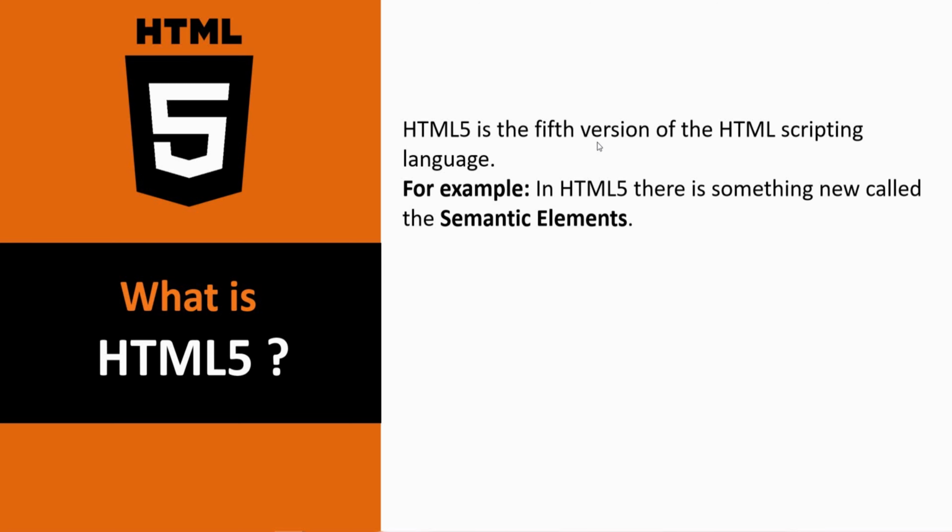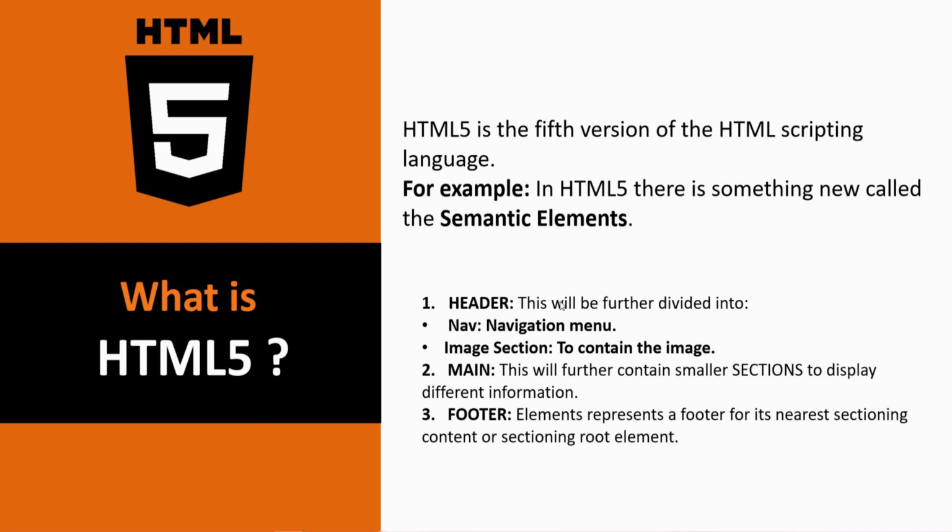HTML5 is the fifth version of the HTML scripting language. For example, in HTML5 there is something new called the semantic elements. Header will be further divided into a navigation menu and an image section to contain the image. Main will further contain smaller sections to display different information. Footer elements represent a footer for its nearest sectioning content or sectioning root element. Now we will look at an example for this, creating a whole small HTML page using the basic HTML code.